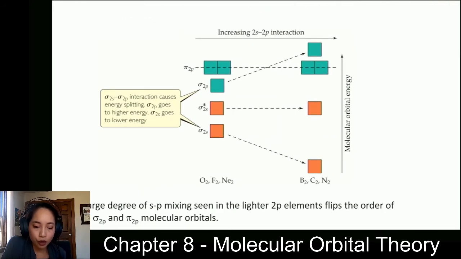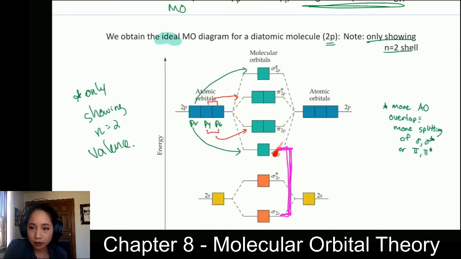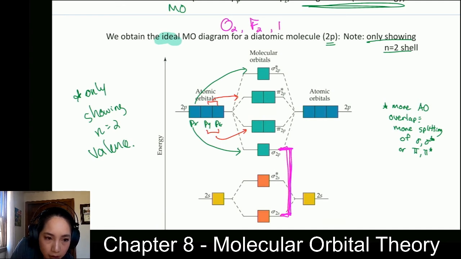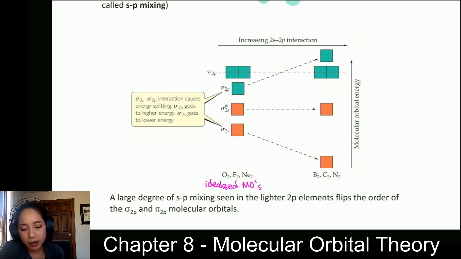So this is what I mean. Diatomic oxygen, fluorine, and neon have idealized MOs. They follow the MO diagram that we just talked about. So maybe I'll write that here. This is for diatomic oxygen, diatomic fluorine, and diatomic neon, which have the idealized MO diagram. But for boron, carbon, and nitrogen, there is significant sp mixing. What that means is that the placement of the pi 2p and sigma 2p orbitals switch.